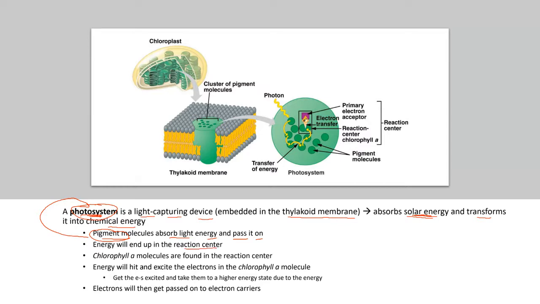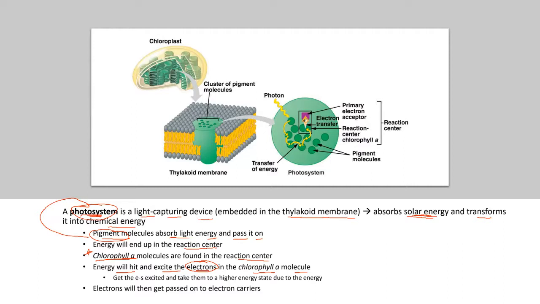Chlorophyll A, which is going to be one of those pigments, right? These chlorophyll A molecules are going to be found in the reaction center. And they're going to have a very special role. This specific chlorophyll A in the photosystem, when the energy hits, is going to excite the electrons. And we'll talk about this electron in a second. Remember, these electrons come from the water, okay? But the energy will hit and excite the electrons in the chlorophyll A molecule.